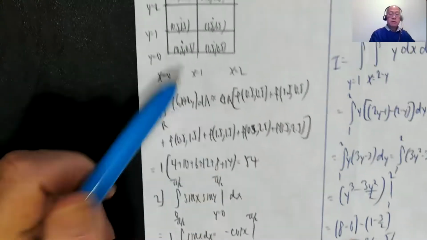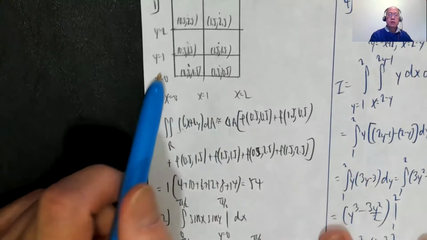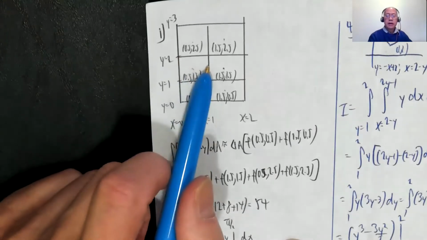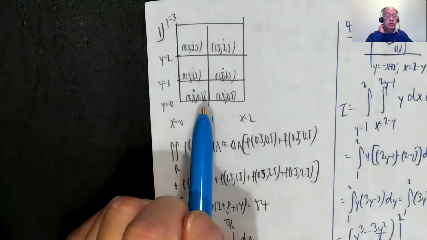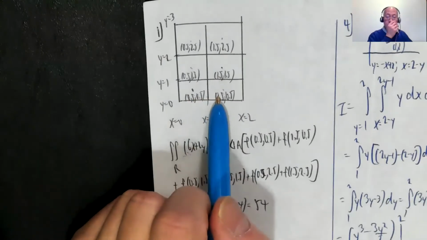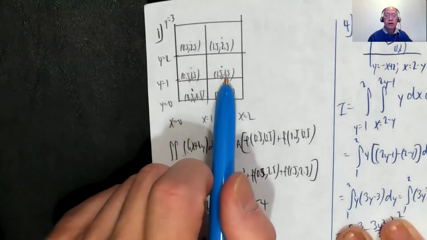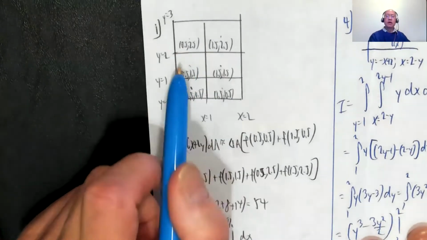In number 1, we have x equals 0, x equals 1, x equals 2, y equals 0, y equals 1, y equals 2, y equals 3. So your delta A is very conveniently 1 by 1 squares. And here are the midpoints: (0.5, 0.5), (1.5, 0.5), (0.5, 1.5), (1.5, 1.5), (0.5, 2.5), (1.5, 2.5).